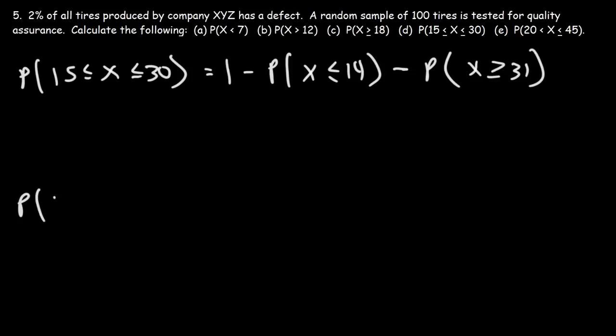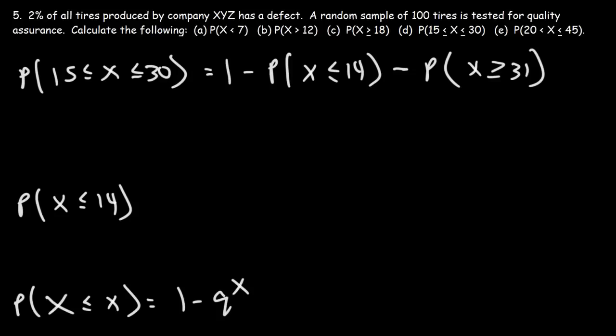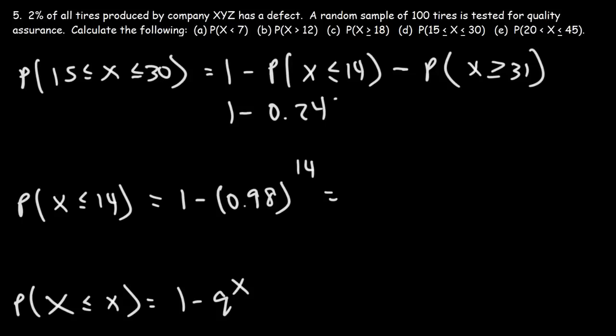So what is the probability that x is less than or equal to 14? So what's the formula that we could use for this one? So it's p of x is less than or equal to little x, and that's equal to 1 minus q to the x. So this is going to be 1 minus q, which is 0.98, raised to the 14th power. And so that's going to be 0.24636.